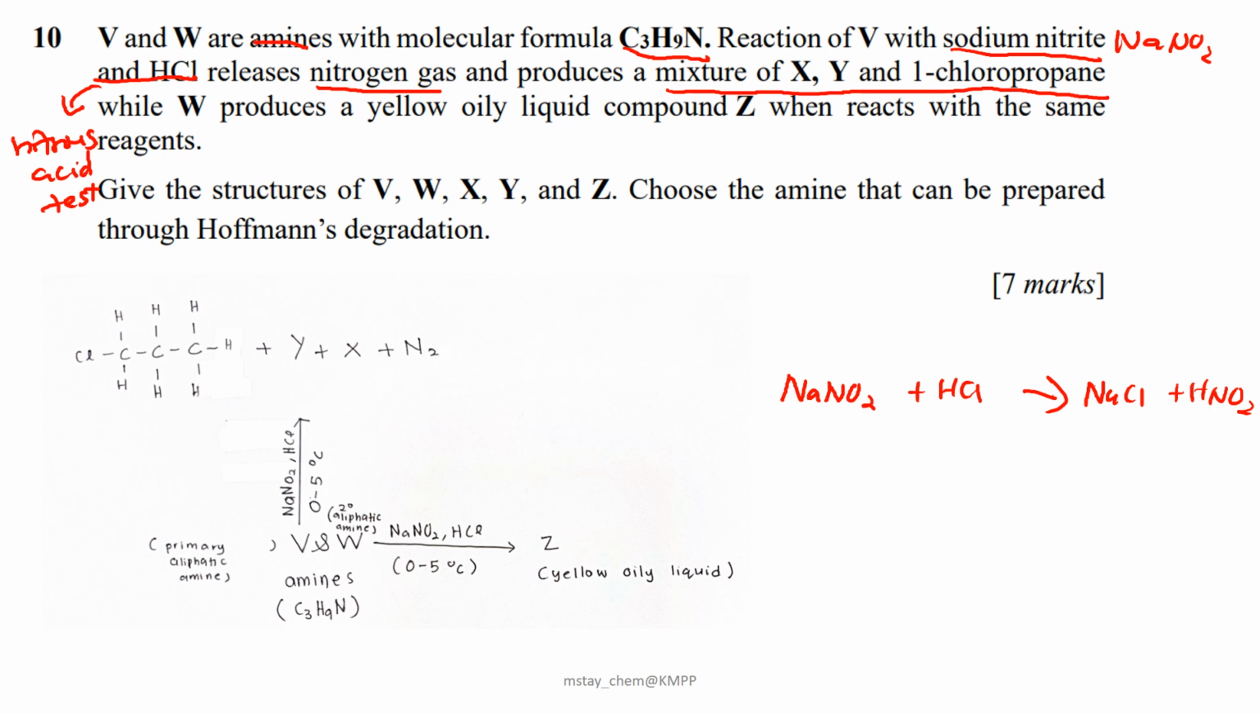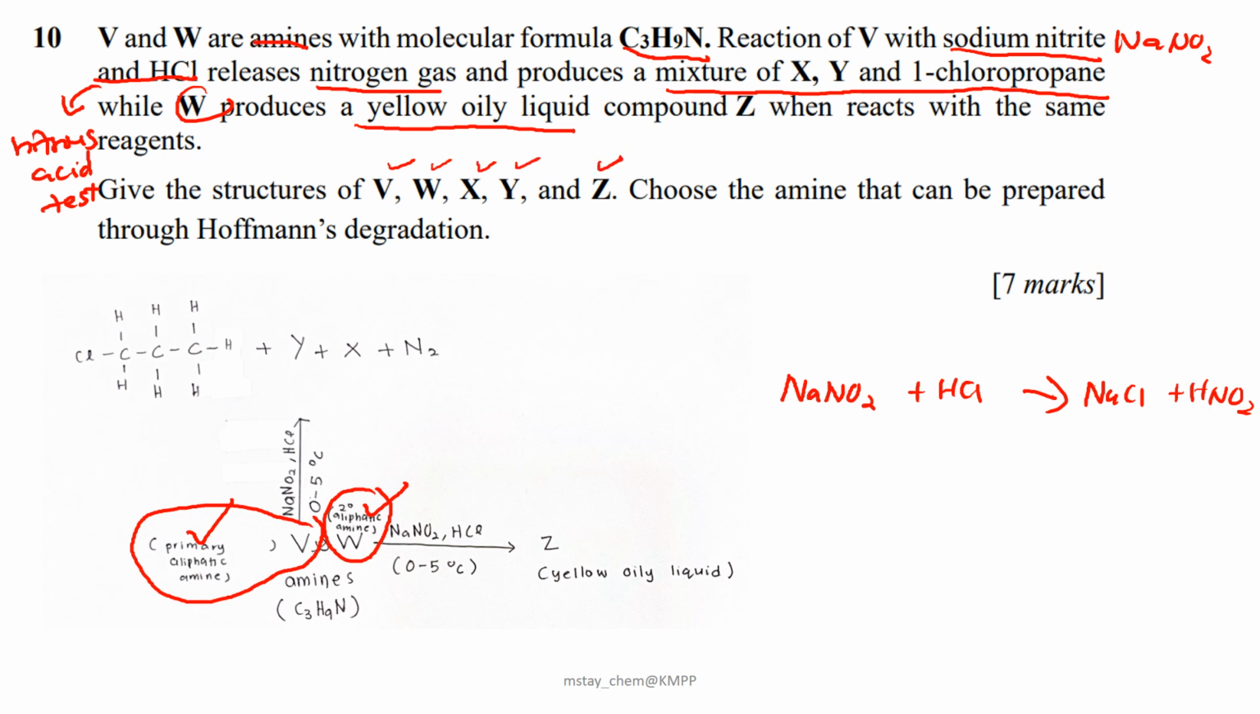So when we come out with this, we will have the idea that V is a primary aliphatic amine. Very good. Then W will produce a yellow oil, so W is a secondary aliphatic amine. Very good. Compound Z, when reacted with the same reagent, means that W reacts with nitrous acid and also produces compound Z, which is a yellow oily liquid. So the question asks us to predict the structures of V, W, X, Y, and Z.